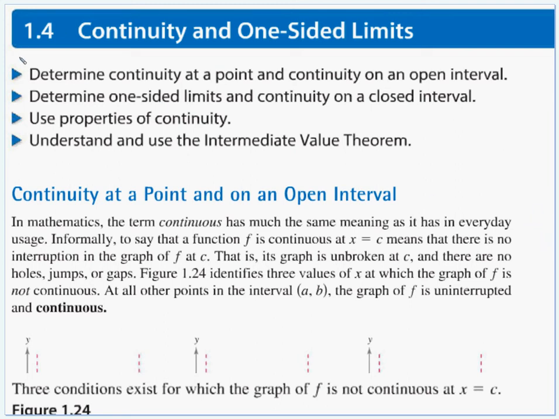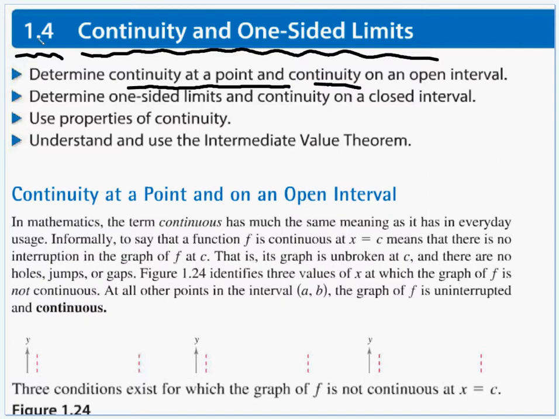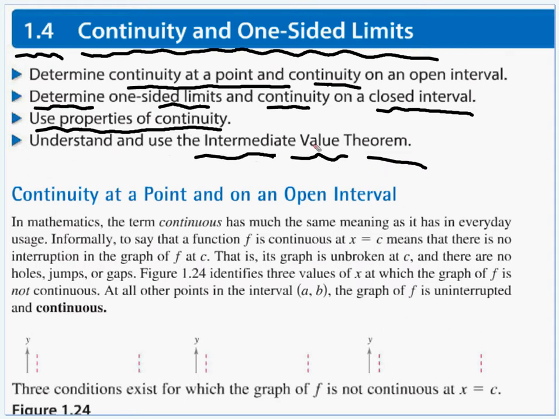In this video, we're going to be checking out section 1-4, continuity and one-sided limits in the good old calc book. In this section, we're going to determine continuity at a point and continuity over an open interval. We will determine one-sided limits and continuity on a closed interval. I've already talked about those one-sided limits in the last section. We will use the properties of continuity and then understand and use the intermediate value theorem, the IVT.